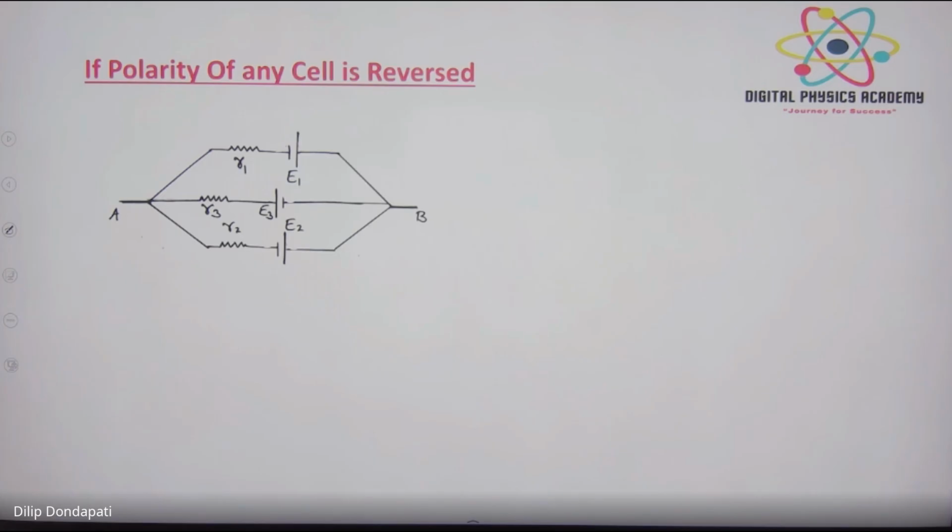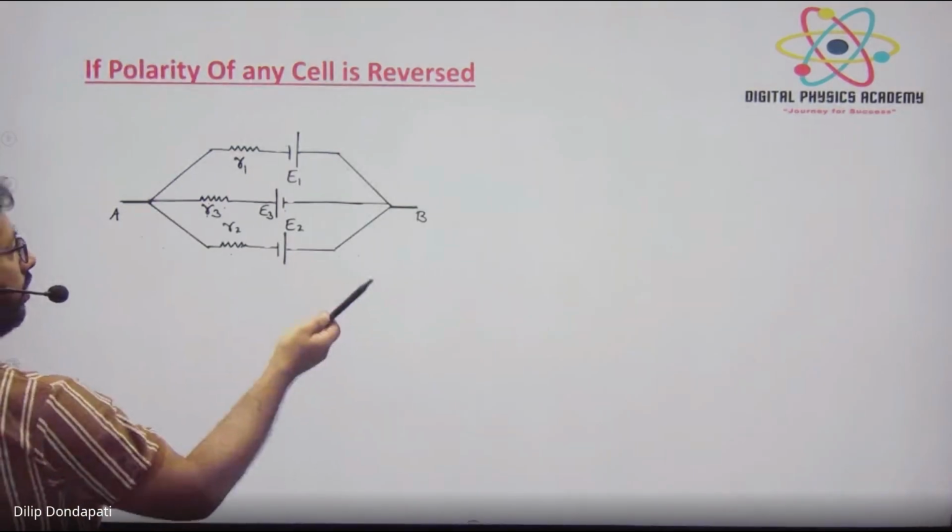So E equivalent formula is how much? Sir, E1 by R1 plus E2 by R2 minus E3 by R3, divided by 1 by R1 plus 1 by R2 plus 1 by R3. Yes. And R equivalent, same formula.